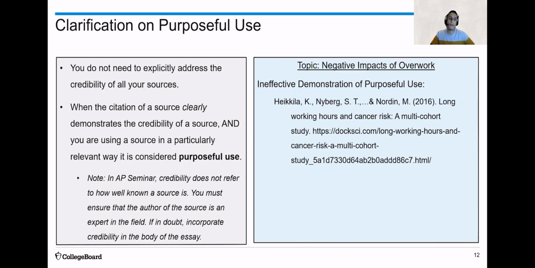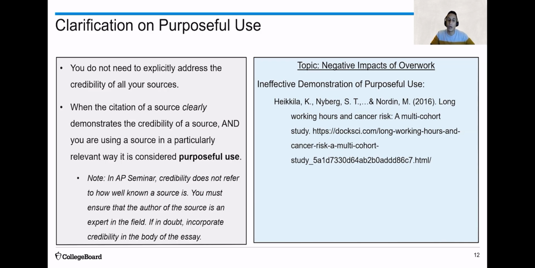Now, the second thing that I want to focus on is clarification on purposeful use. When we think about purposeful use, I want you to know that you don't necessarily need to explicitly address the credibility of all of your sources. In fact, sometimes it's going to be way too difficult for you to discuss the individual credibility of a source that has 10 authors, for example. That's really going to eat into your word count. So when we talk about purposeful use, this is when we ask you for the citation to clearly demonstrate the credibility of the source, and for you to use the source in a particularly relevant way. That's what purposeful use is.